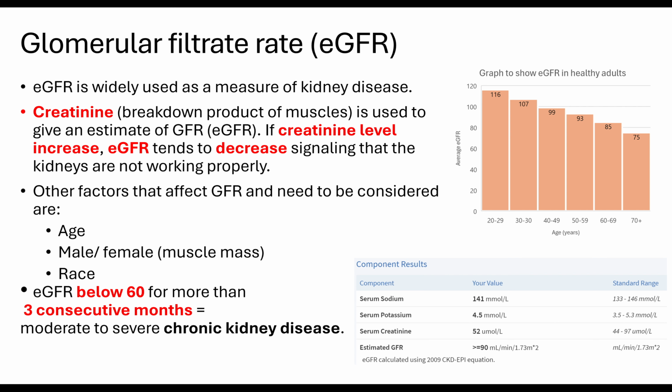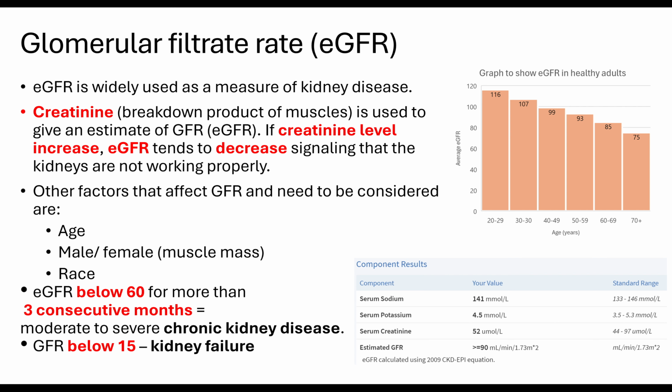So if they have below 60 in 1 month and then it goes above the 60, that is not going to indicate chronic kidney disease because it has to be 3 consecutive months. If the GFR goes below 15, then that will indicate kidney failure.